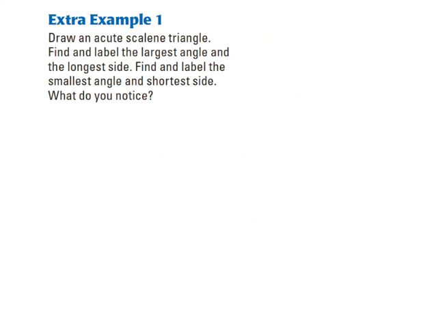Okay, so let's see if we can go apply this. Big side, big angle; small side, small angle. Draw an acute scalene triangle. Find and label the largest angle on the longest side. So acute scalene, that means all three angles are going to be acute. And find and label the largest angle on the longest side.